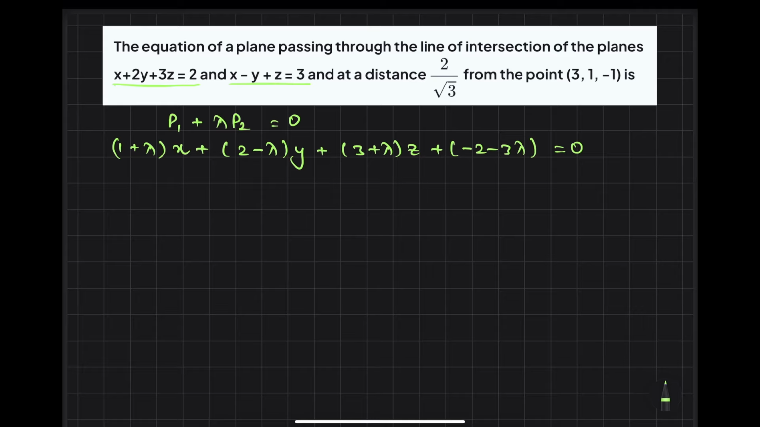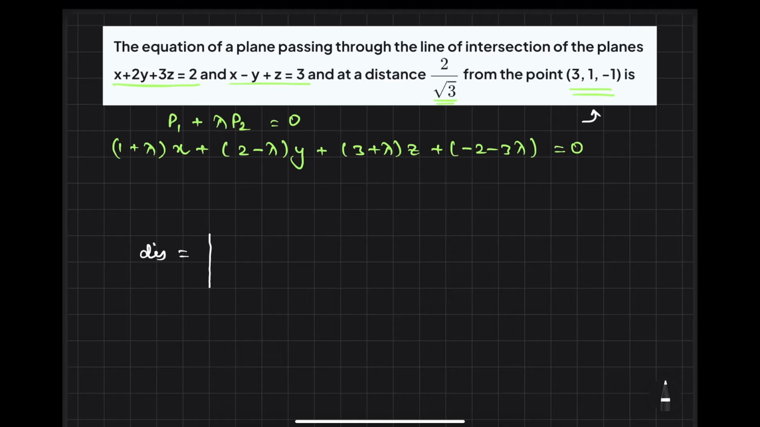For finding the value of lambda, they are saying that your equation of plane is at a distance of this unit from this point. So the distance they have already given. So find out the distance. Distance means what? Point satisfaction upon root under a square plus b square plus c square. So use this idea over there. Substitute the point this on the plane.